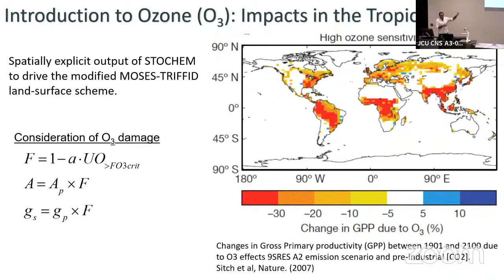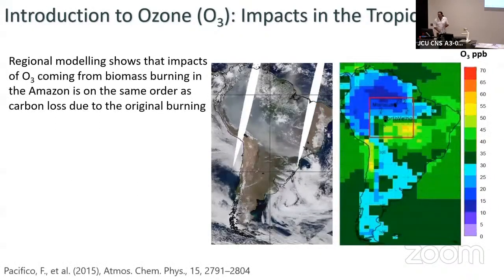Now, I stress this is a model. It's only as good as the data going in, and the data going in is based on temperate studies in an alpine meadow in Switzerland. There is a major data gap there. But this is quite alarming. And at a similar scale, we start to see that at a regional scale, the implications of ozone on tropical systems can be quite profound.